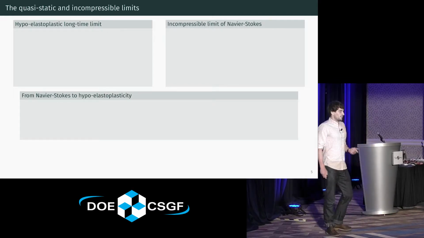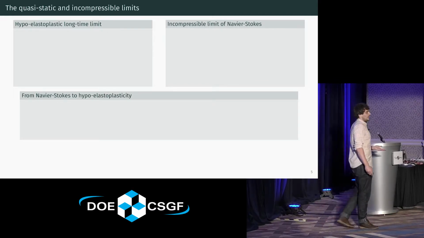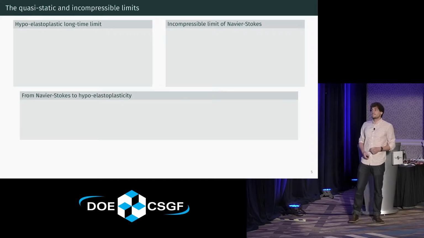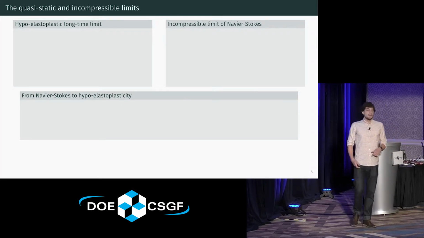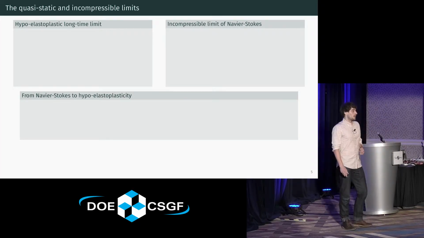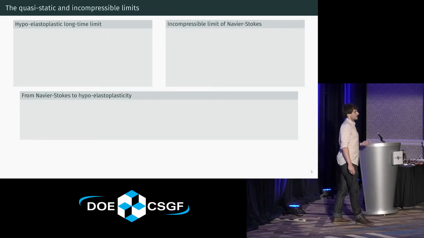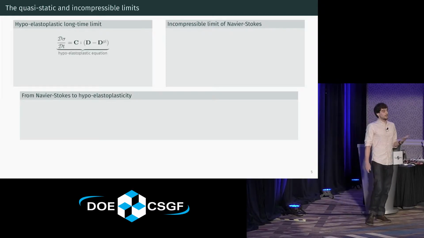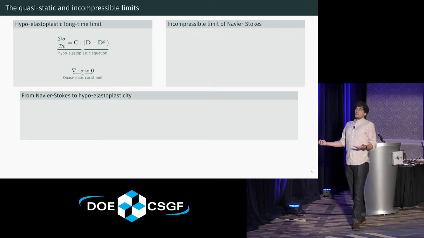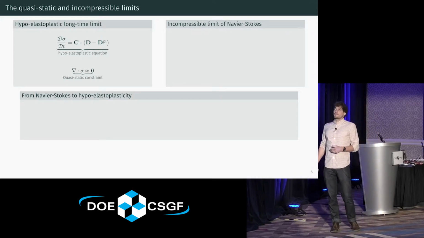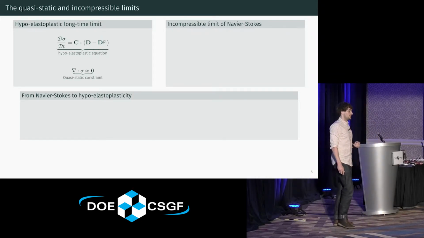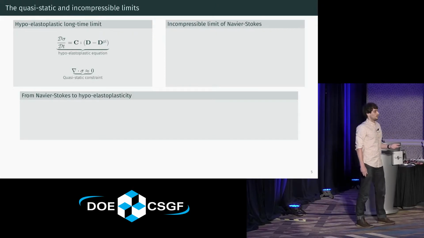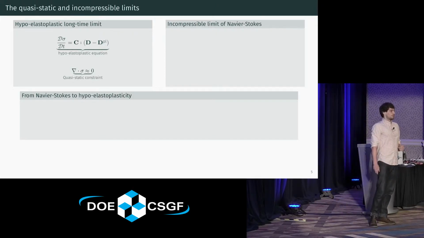So one thing you can try to do is scale to the long time limit. And if you do that, you'll find that you retain the evolution equation for the stress tensor, but the evolution equation for the velocity field will be replaced by a quasi-static constraint on the stress tensor that it must remain divergence-free. So now we have a situation where we need to solve for the stress tensor, which depends on the velocity field through d, but we can't actually solve for the velocity field because the evolution equation for the velocity field has been replaced by a constraint on the stress.